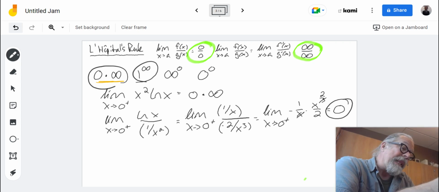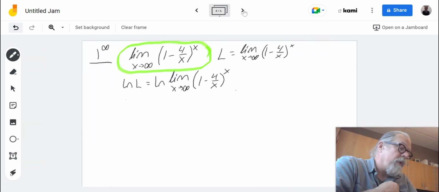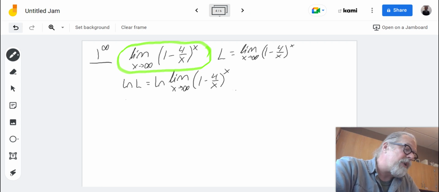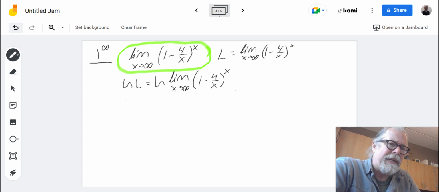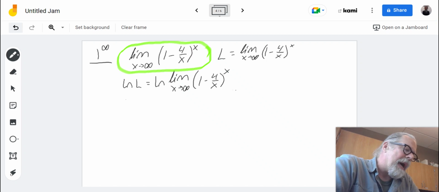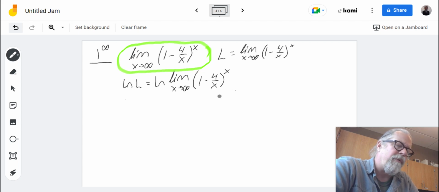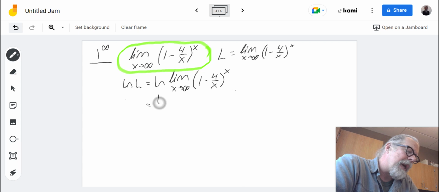So let's take a look at another example. 1 to the power of infinity. As x goes to infinity, 4 over x goes to 0. 1 minus 4 over x goes to 1, raised to the power of infinity. So what I'm going to do is define L as this limit. As you probably remember, anytime we've got a power, sometimes natural log comes in handy, or any sort of log for that matter. I'm going to take the natural log of both sides. The natural log of L is equal to the natural log of that limit. I am allowed to move that natural log inside.